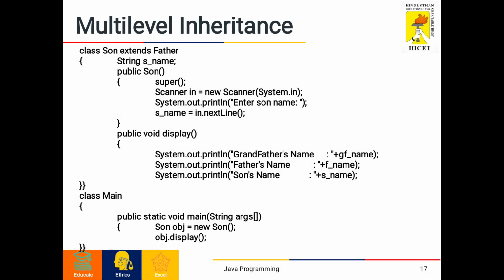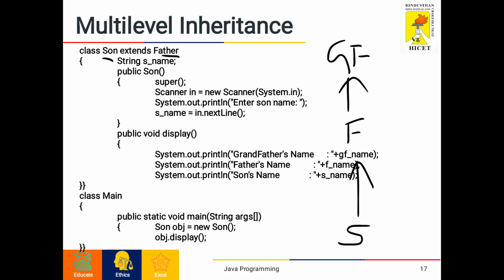And the next one, the son is extended from father. So we have grandfather, from grandfather, father is extended, and from father, son is extended. For son only, we will be creating an object. Since the super keyword is used in all the constructors, it will be invoking the super class constructors. So in son also we have a super keyword. So we are going to get the son's name from the user.